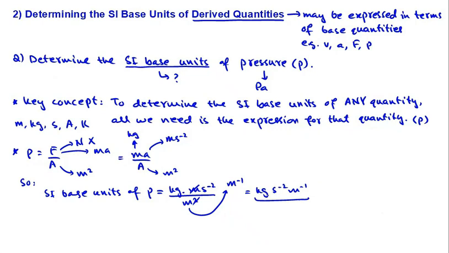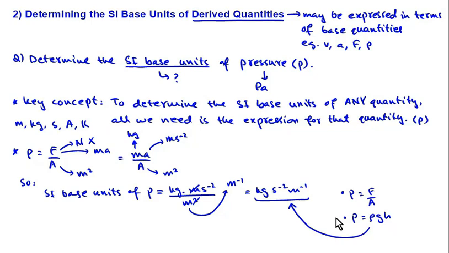See students, we determined the SI base units of pressure by using the general expression for pressure, P equals F over A. Students, if we had used a different expression for pressure, let's say if we had used this expression, P equals rho g h, where rho is density, g is acceleration of free fall, and h is depth, it would also have produced the same result because the choice of expression does not make any difference here.